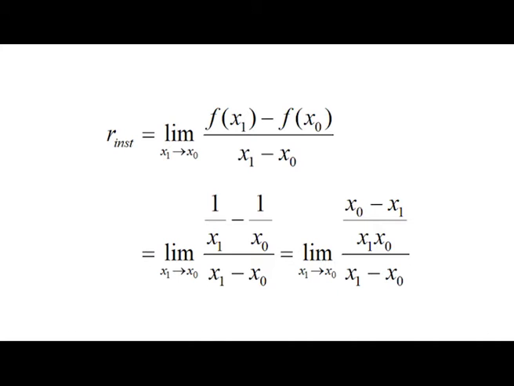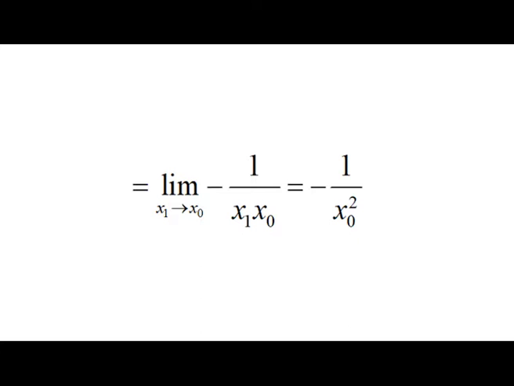x1 minus x naught as x1 approaches x naught, equal to limit of x naught minus x1 upon x1 x naught upon x1 minus x naught as x1 approaches x0, which is equal to limit of negative 1 upon x1 x0 as x1 approaches x0, equal to negative 1 upon x0 square.